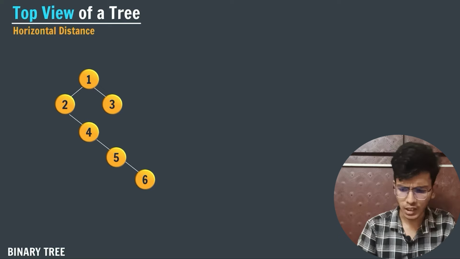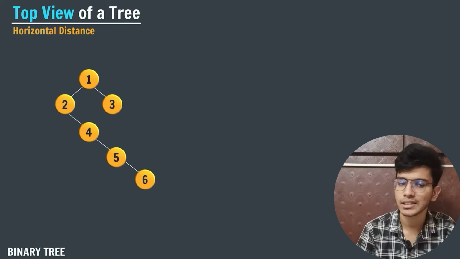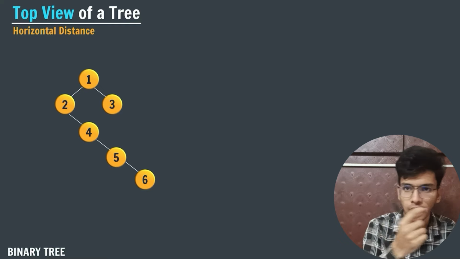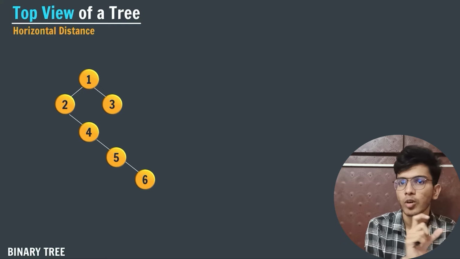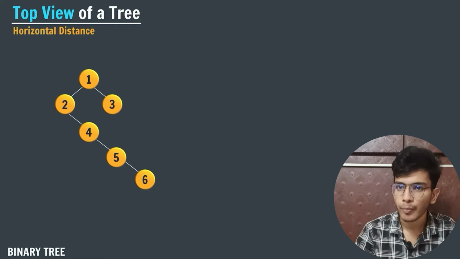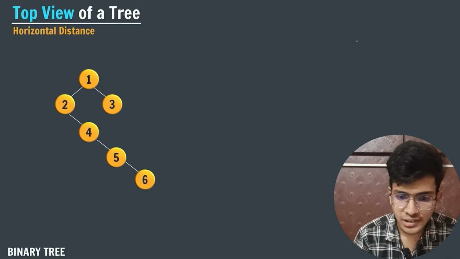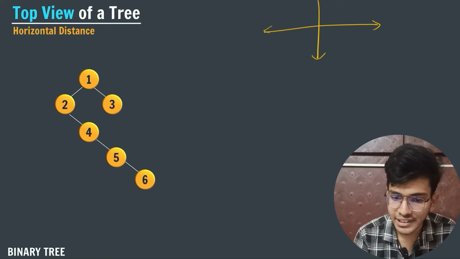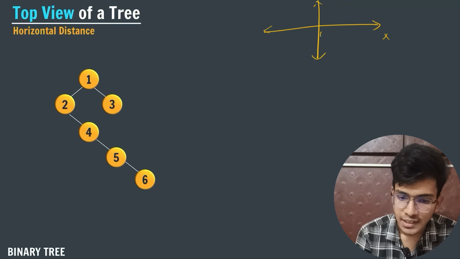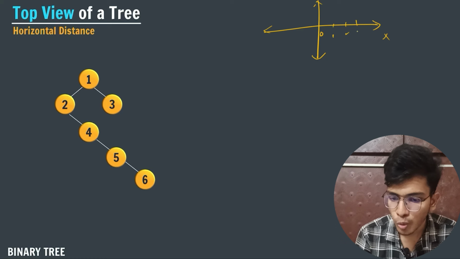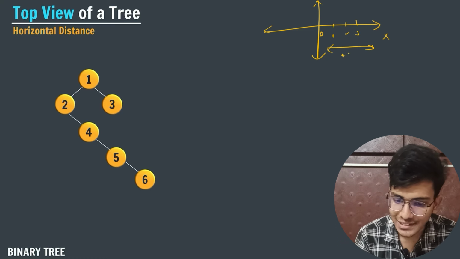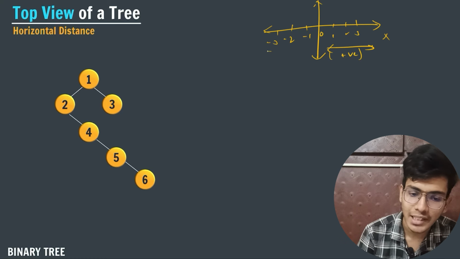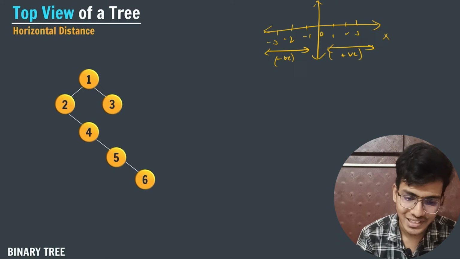There is a concept called horizontal distance, which tells you, from a given root, what is the distance of my left part and what is the distance of a particular node on my right part. In school we have studied the number line, right? This is my number line and this is the 0th point on the x-axis. This is the 0 value, 1, 2, 3, and this is my positive axis. And this is my negative axis, -1, -2, -3.